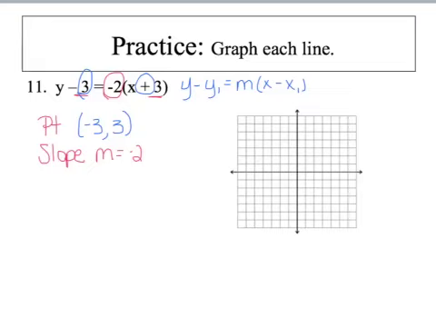Okay, so I start by plotting my point, negative 3, 3. And then from that point, I'm going to follow my slope. A slope of negative 2 is really negative 2 over 1. I'm going to go down 2, right 1. So down 2, right 1. Down 2, right 1. And you need to continue until you have at least 3 points. Use your ruler, draw your line.